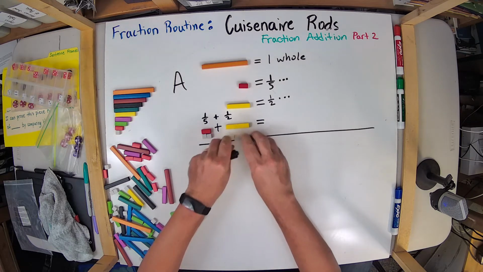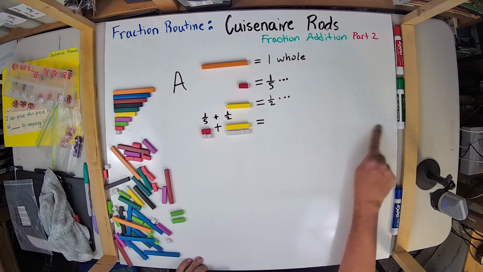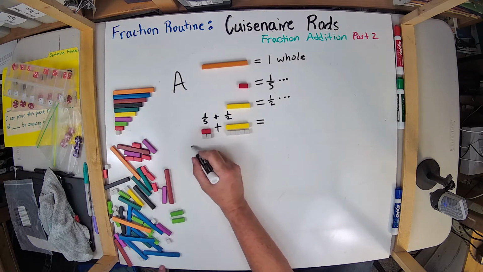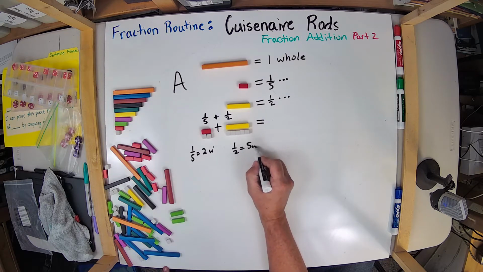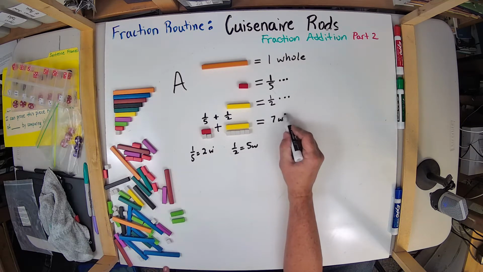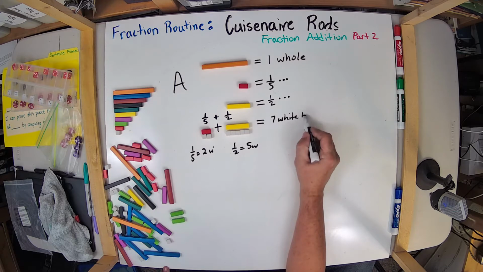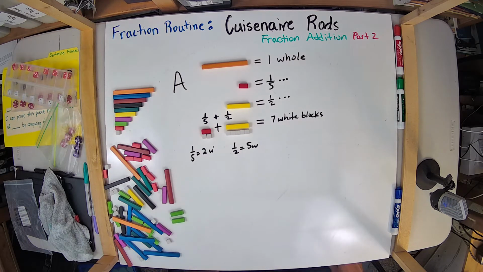And so you could write something like, oh, so this is like 1/5 equals 2 white blocks, and 1/2 equals 5 white blocks. So the total here would be 7 white blocks. And that's literally how I would like students to think of it. But I need to have a fractional value for the white block. Like, what does 7 white blocks mean?